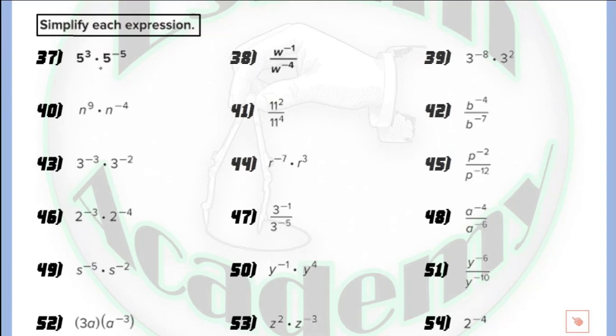5 to the power 3 times 5 to the power negative 2. Now, because we will multiply, we will add the powers. So we'll write 5, and 3 plus negative 5 equals negative 2. But 5 to the power negative 2 is not the simplest form, because the simplest form will not use a negative power. So it will be equal to 1 over 5 to the power 2.